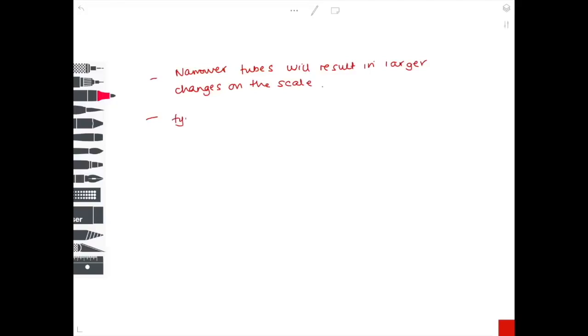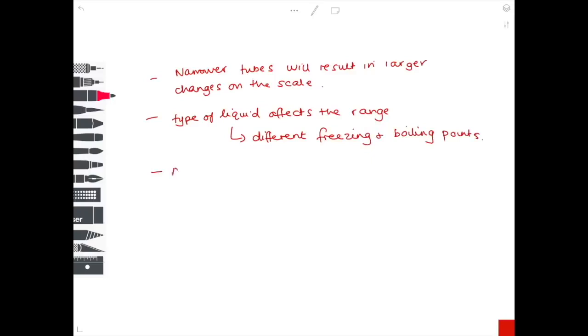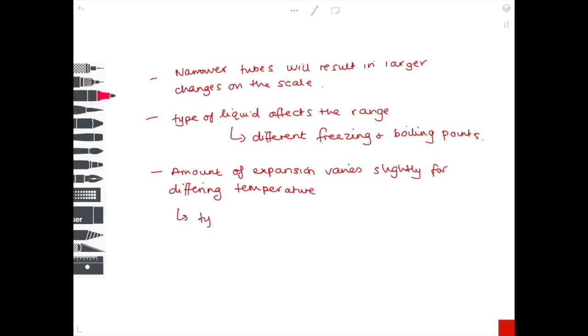Notice that the type of liquid affects the range. And remember, that's the difference between the highest and lowest temperature the thermometer can detect. And that's because different liquids have different freezing and boiling points. And then lastly, the amount of expansion varies slightly for differing temperatures, and this will obviously differ based on the type of liquid and thus affect the linearity.